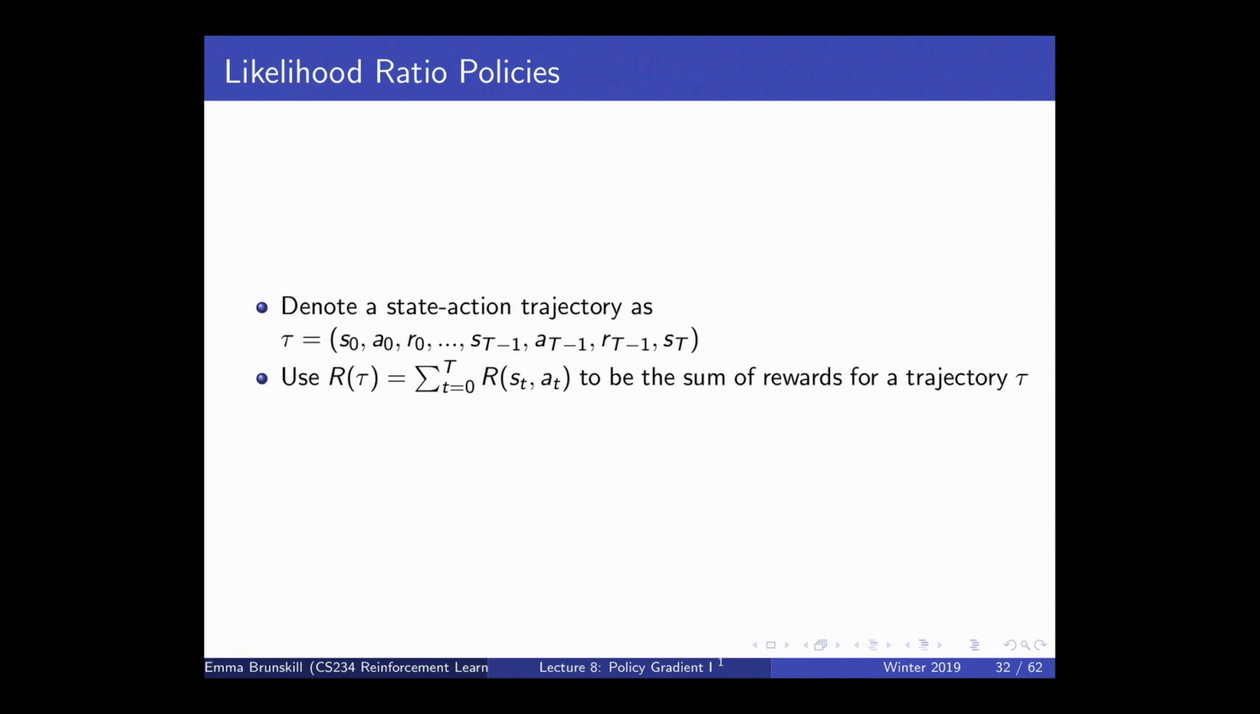So people often talk about likelihood ratio policies, and they proceed as follows. We're thinking about the episodic case, so we're going to think about it as having trajectories: state, action, reward, next state, etc., all the way out to some terminal state. This is where we terminate. And we're going to use R of tau to denote the sum of rewards for a trajectory.